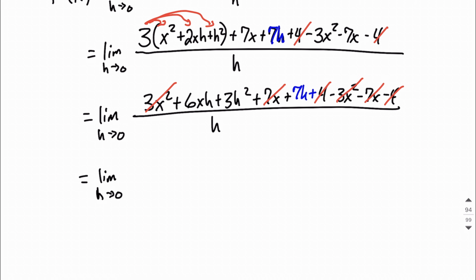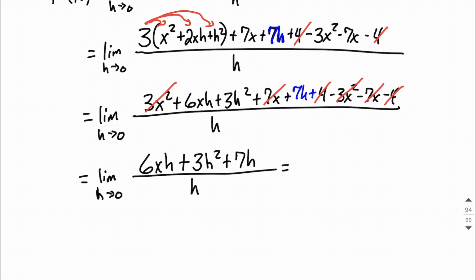All right, next let's copy down what we still have remaining. What didn't get canceled out, we have 6xh, plus 3h squared, plus 7h, and then we still have an h in our denominator. Remember, the big payoff here is eventually we want to plug in 0 for each one of our h's. But if we did that for each h in the numerator and the denominator at this point, we'd get 0 over 0.